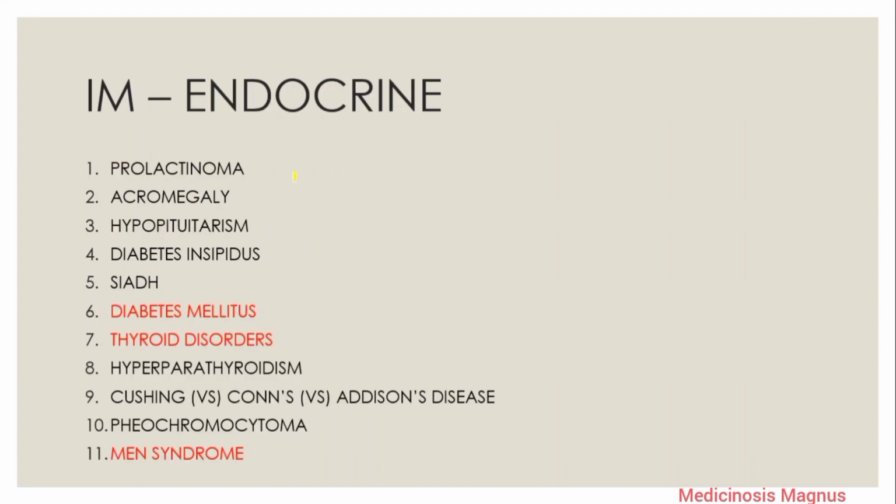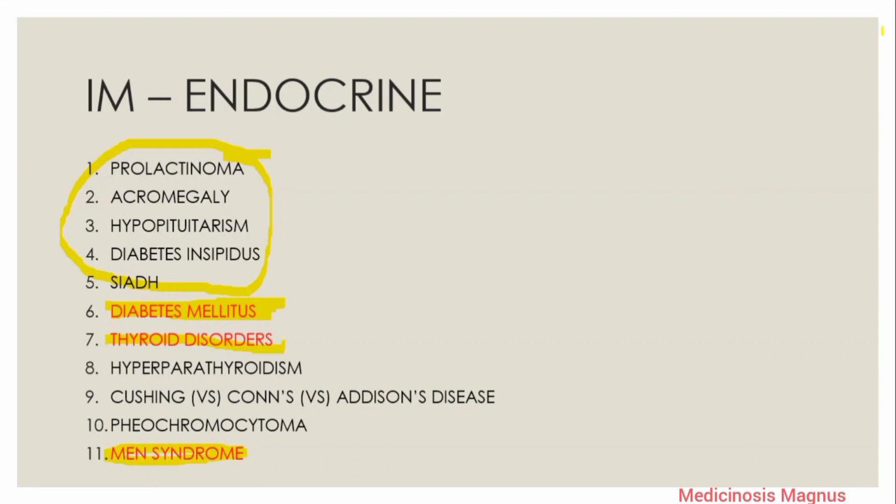For the endocrine, all these pituitary disorders, then mainly diabetes mellitus. As you know, there are lots of cases of diabetes in India. These topics are almost always asked. Then the thyroid disorders in IM aspect as well as in surgical aspect. Hypothyroidism, Cushing's versus Conn's versus Addison's. Know how to differentiate them, because these are asked in the case types of questions. Then pheochromocytoma and the MEN syndrome.